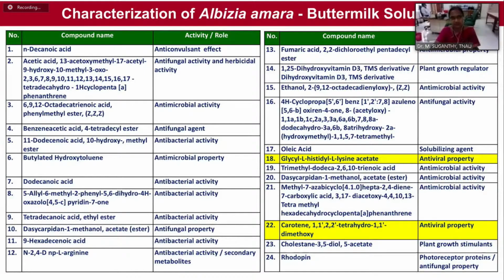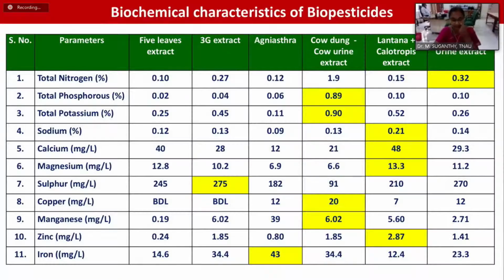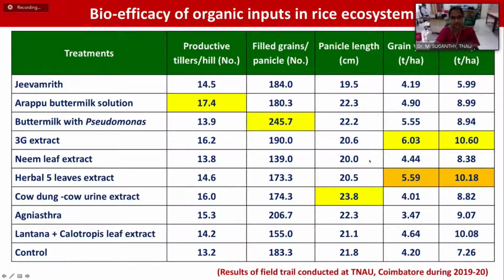Apart from that, we have 5-leaf extract, then Agniastra, Nemastra, Brahmastra. These are some of the biopesticides available for commercial usage by organic farmers. We characterized the nutrient quality of these biopesticides. Last year, we carried out one trial in a rice ecosystem, and we found that plots treated with 3G extract as well as herbal 5-leaf extract produced maximum grain yield as well as straw yield.